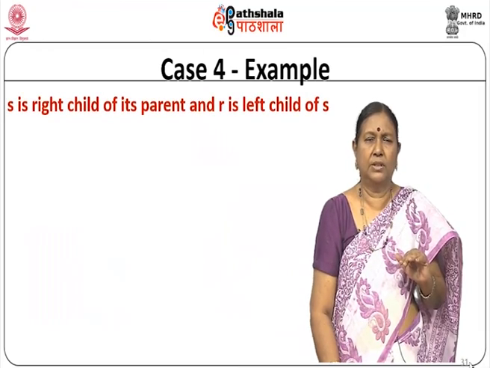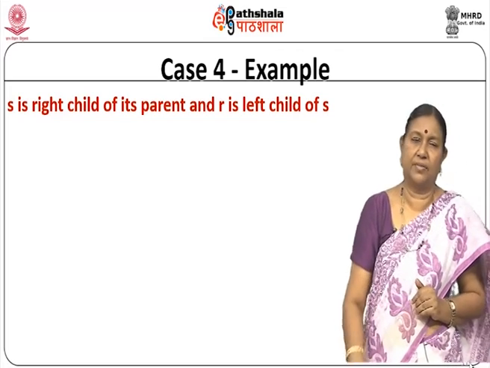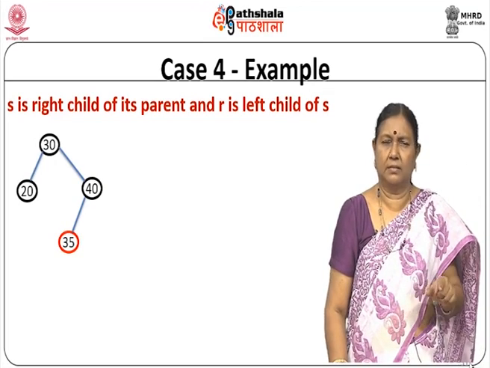Okay. Now, you see example 4: S is a right child of its parent and R is a left child of S, right child of its parent. Okay.